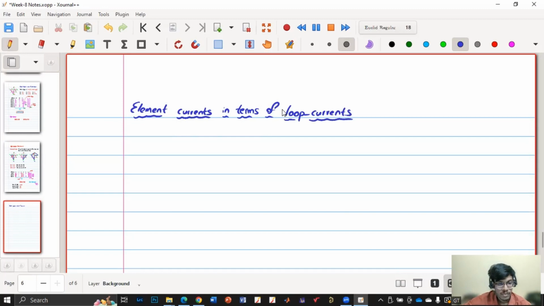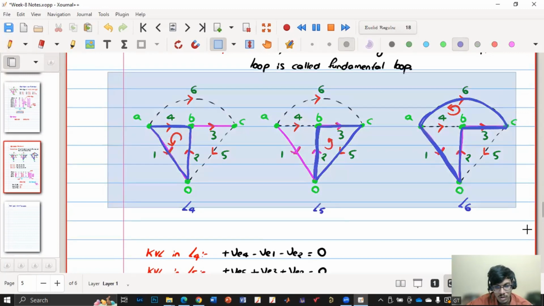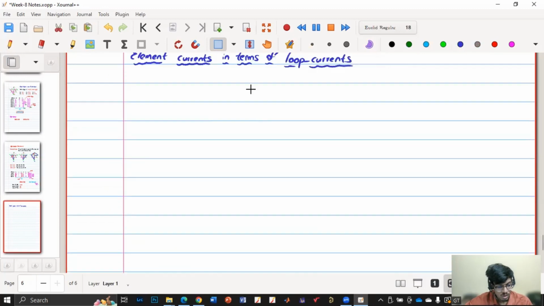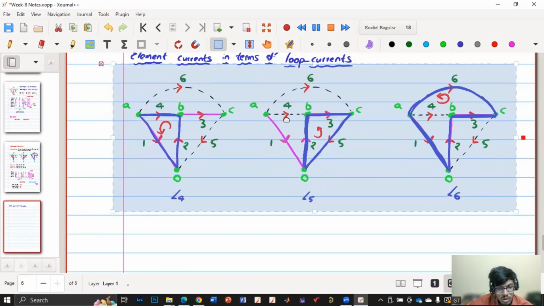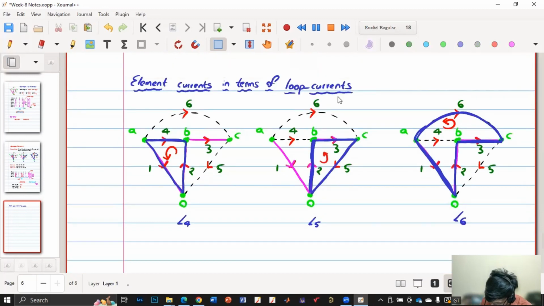Okay. So for the loop currents, let us consider this thing. And forget about the convention for the time being. Now we have to consider the loop current and what is the direction of the loop current, whether we'll consider it clockwise or anti-clockwise. So that is the big thing, right?